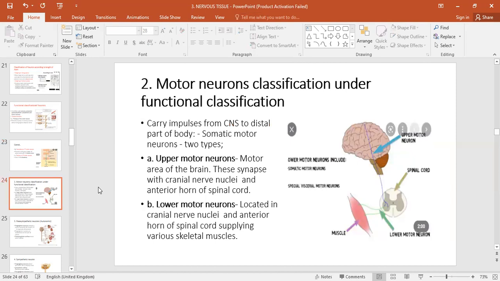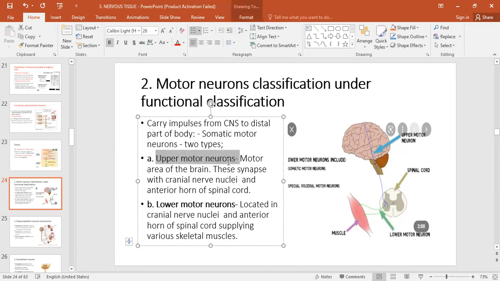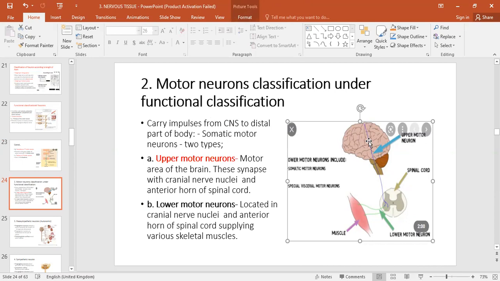What about motor neurons? Motor neurons are classified as upper and lower motor neurons. So motor neurons transmit impulses from the brain back to body parts, that is muscles, organs, and glands. So the first neuron that will leave the brain, so it starts from here, from the brain, all the way into the spinal cord. We call it upper neuron because it is superior to the one that is below it. So we call it upper neuron.